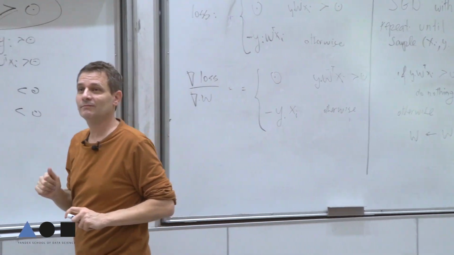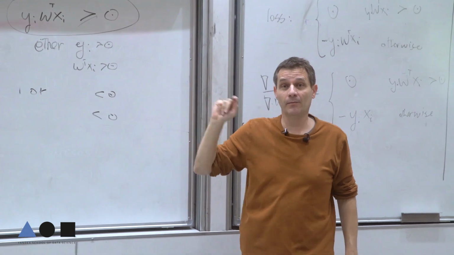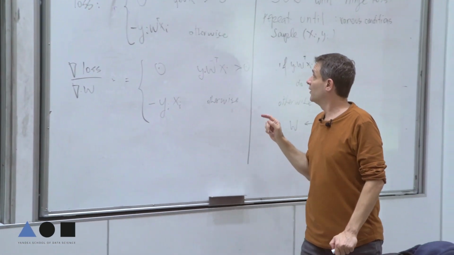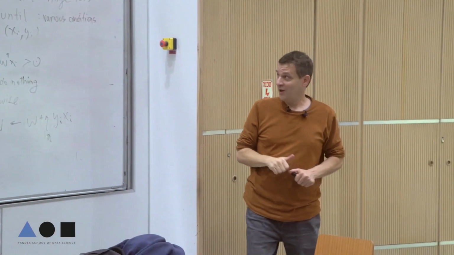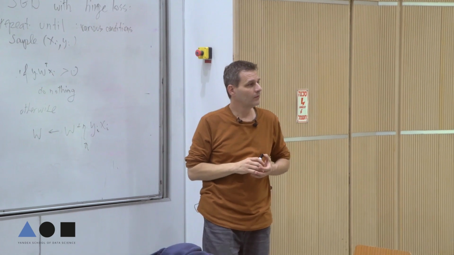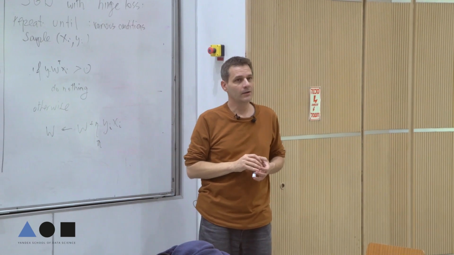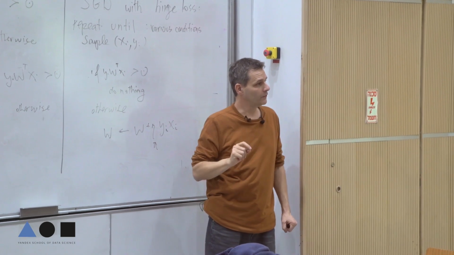What's the difference between the original Perceptron algorithm and the SGD with the hinge loss? This is stochastic, meaning it only works on one sample at a time. We don't work on all samples. So that's right, the way we sample is different.